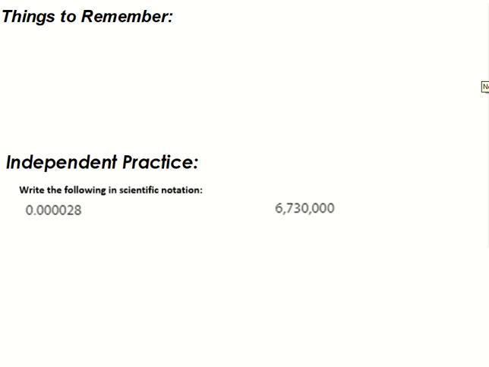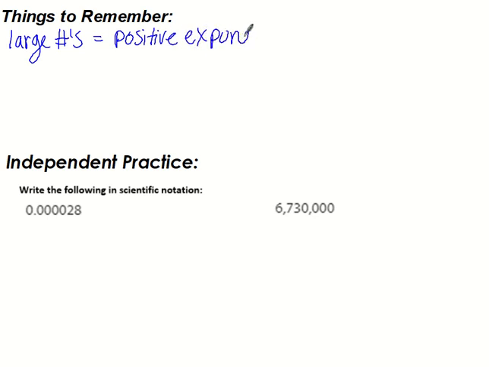All right, so things to remember. Large numbers equal positive exponents, and small numbers equal negative exponents.